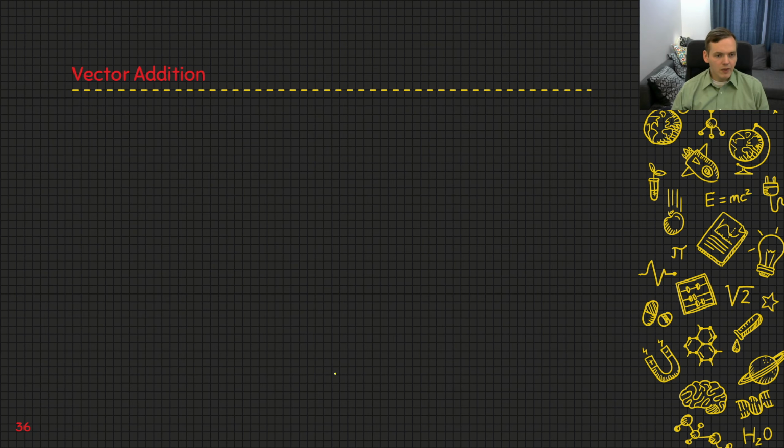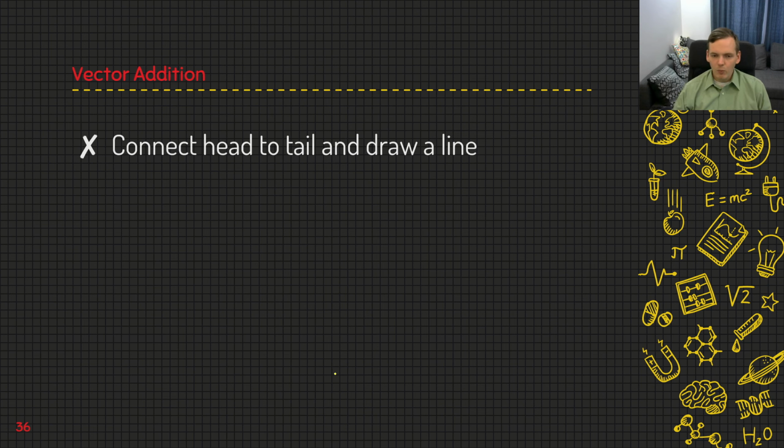In general, with vector addition, the way that we add two vectors is connect the head to the tail and then draw a line from the start to the finish. So if I have something like vector A, and then I have another vector, vector B, to find the sum, I take that vector A and I draw it, just like this. I draw vector B next to it, just like this.